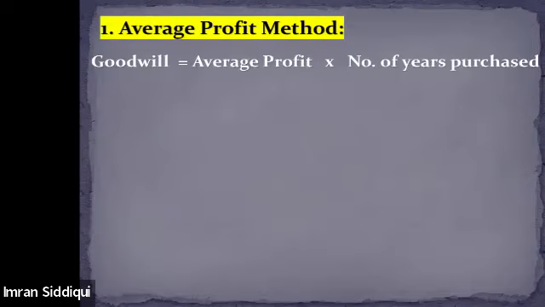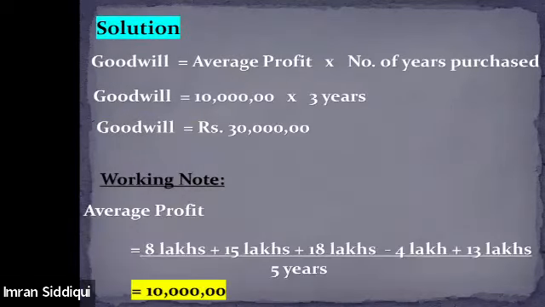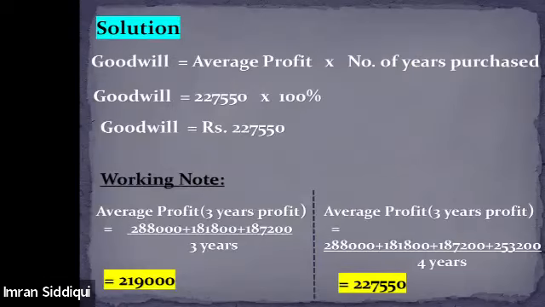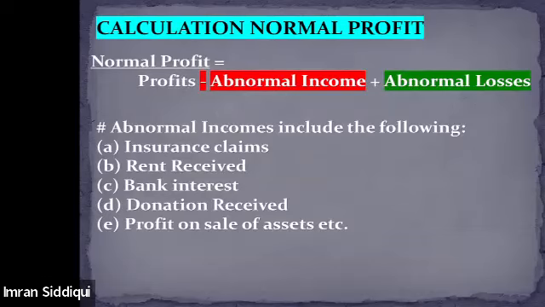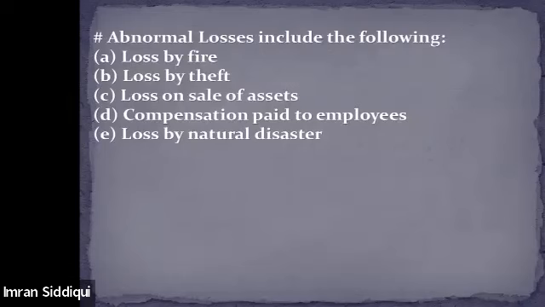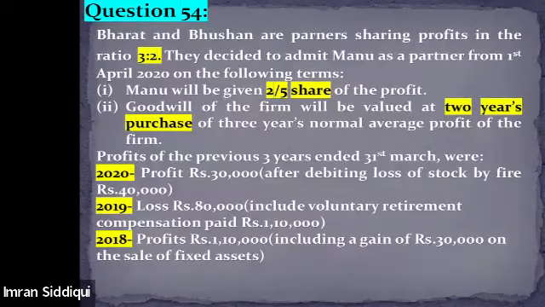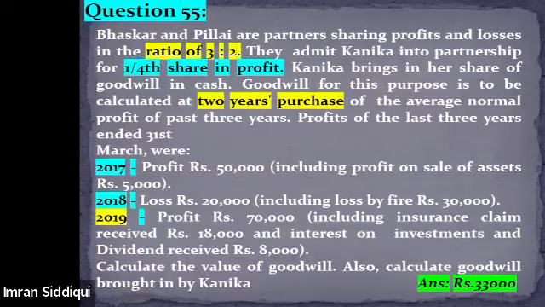Until now, in this topic, we covered these things. We understood the calculation of the goodwill by the average profit method, and we did a few questions based on the average profit method, like question number 51, 52, 53. Then in the last class, we talked about the calculation of the normal profit, wherein I've told you that in order to determine the normal profit of a business, we need to subtract all abnormal incomes and add all abnormal losses. Once we calculate the normal profit of a business, then only we will be able to determine the average profit, and only then will we be in a position to calculate the goodwill of the firm. Then we discussed question number 53 and 54, and then 55.